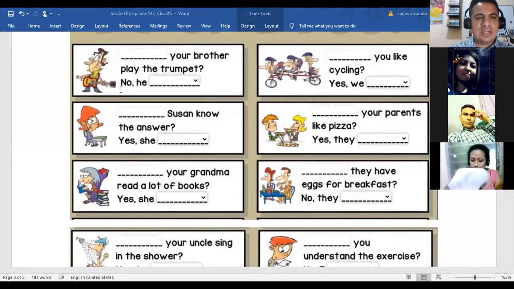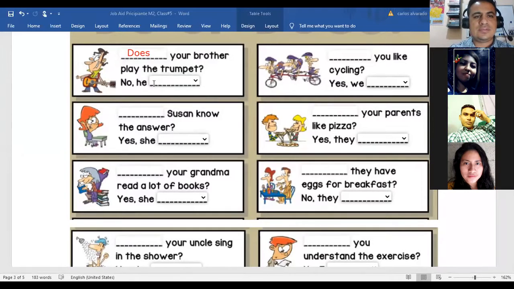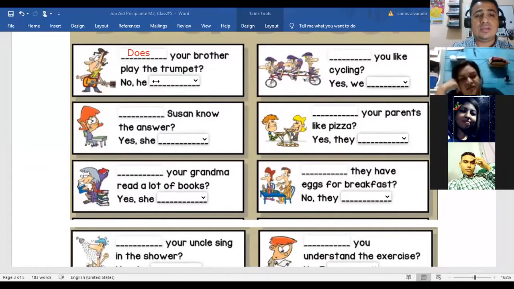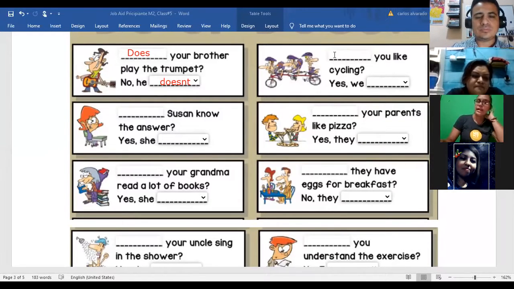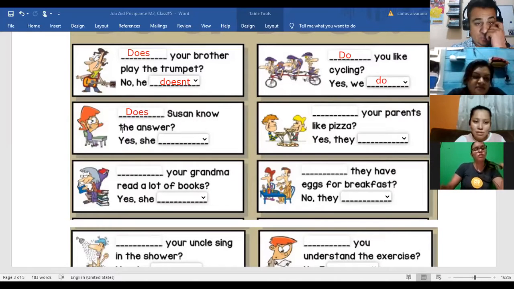Number one, vamos a ir de izquierda a derecha. Blank, your brother, play the trumpet. Does your brother? No, he doesn't. Okay. Blank you like cycling? Do you like cycling? Yes, we do. Very good. Blank Susan know the answer? Does Susan know the answer? Yes, she does. Very good.